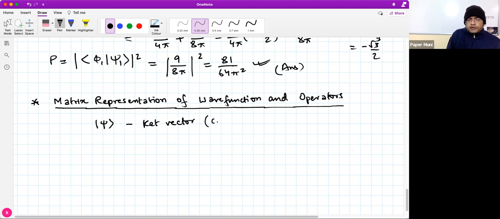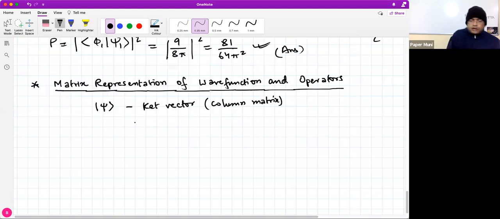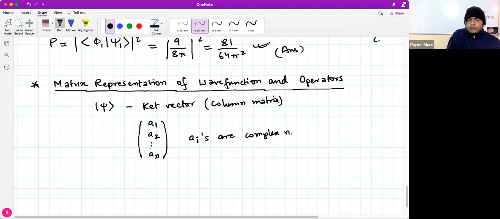Now this is represented using a column matrix. This is a column matrix or a column vector. Now in this case, we represent it like this: psi is a1, a2, going up to an. Now in this case, the ai's are complex numbers.